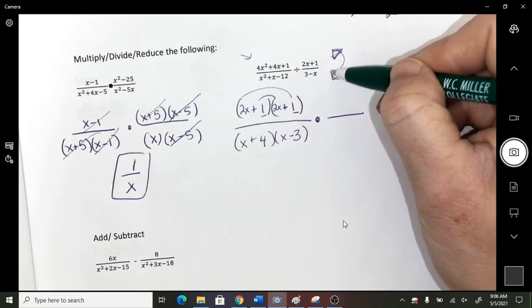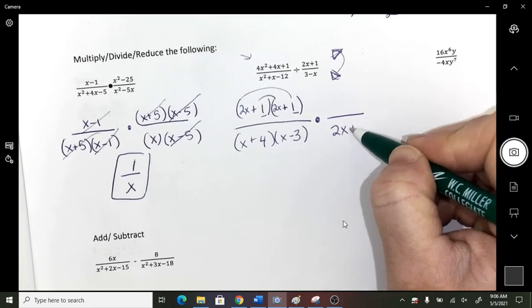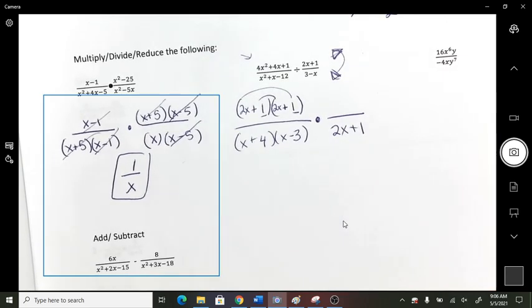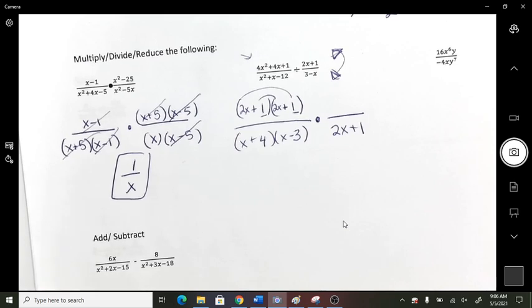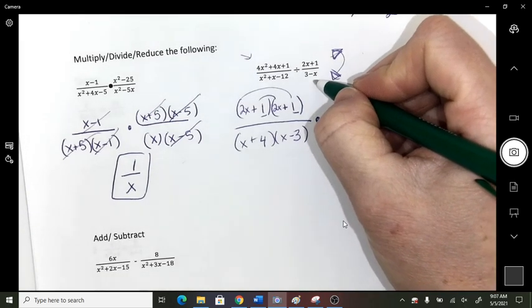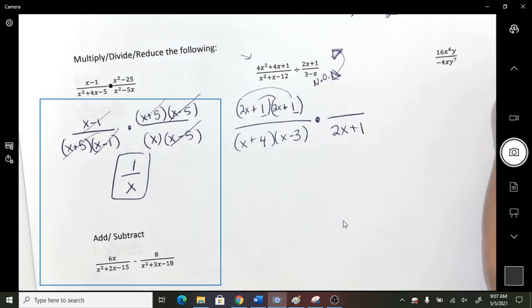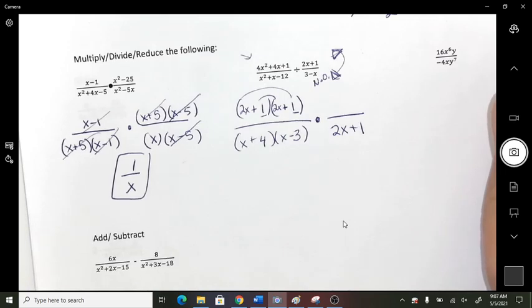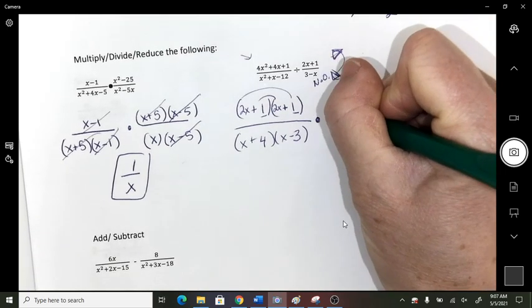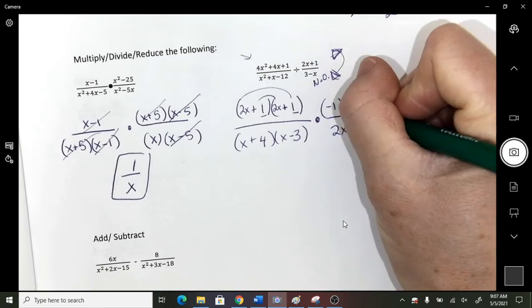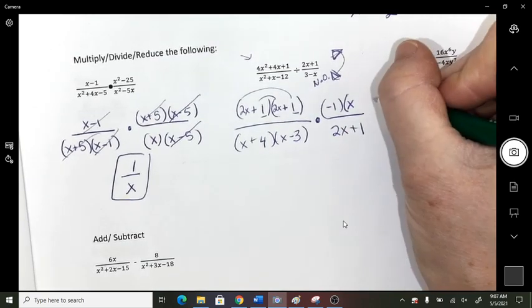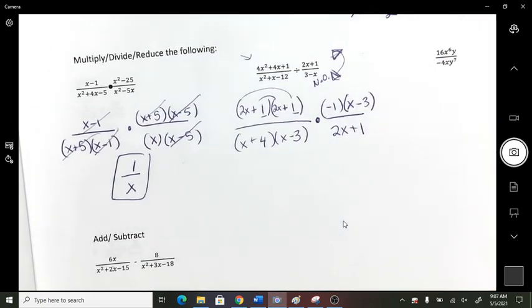Okay, so 2x plus 1, putting on the bottom, there's nothing I can do with it. And what style is the 3 subtract x? It is one of those styles. It's a negative out because it has a negative variable in it. So negative 1 turns my x positive and my 3 negative.